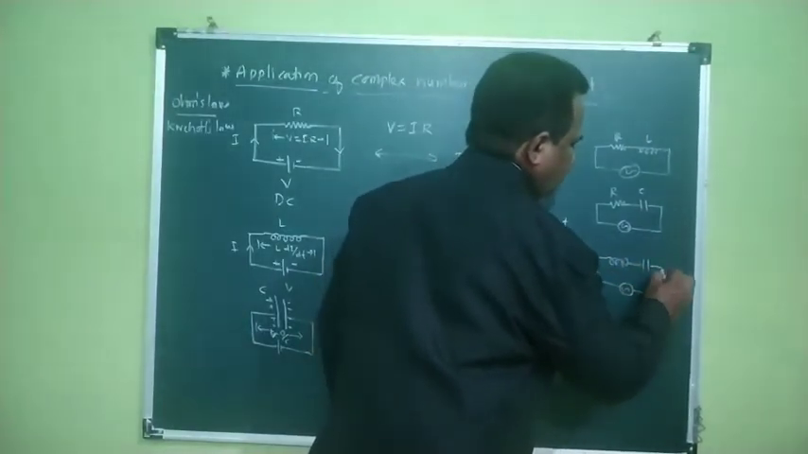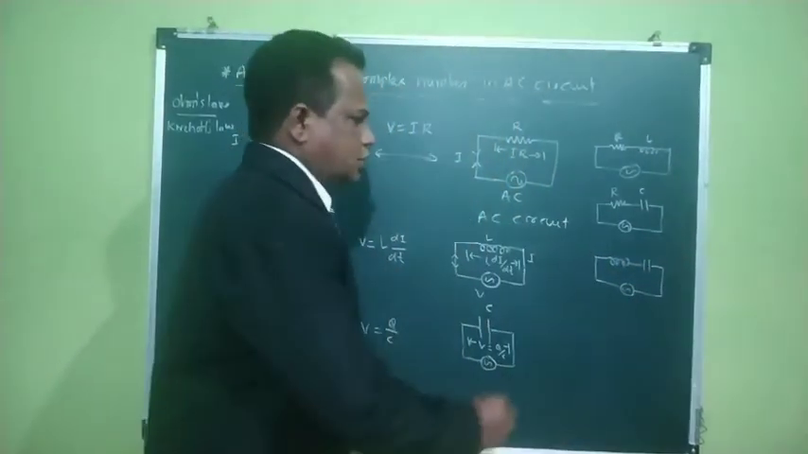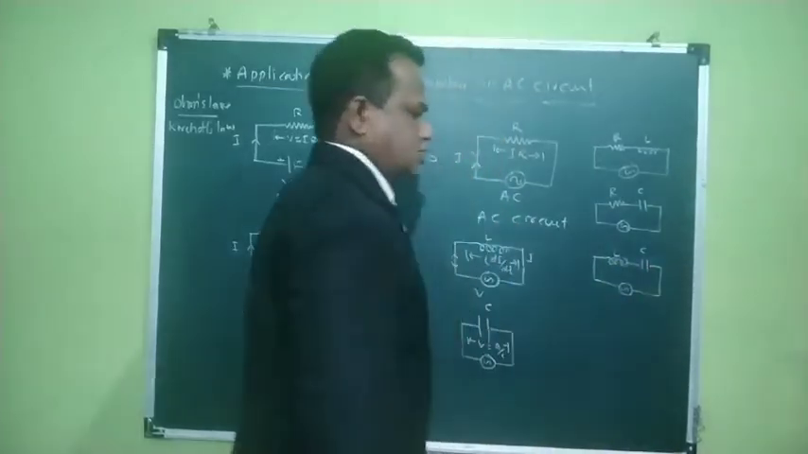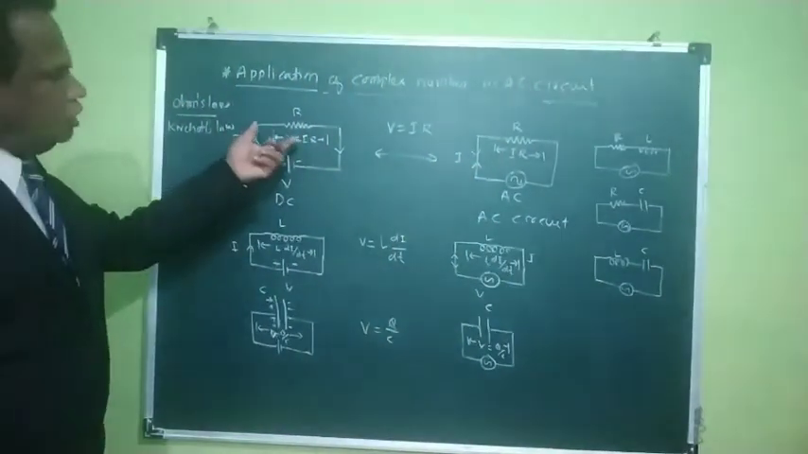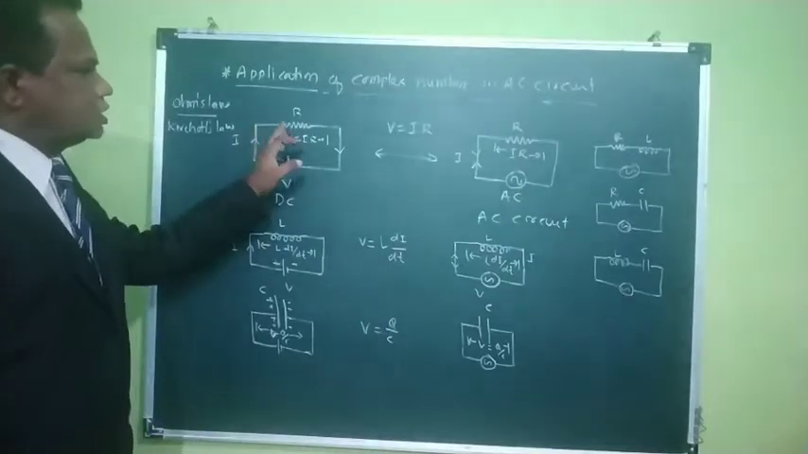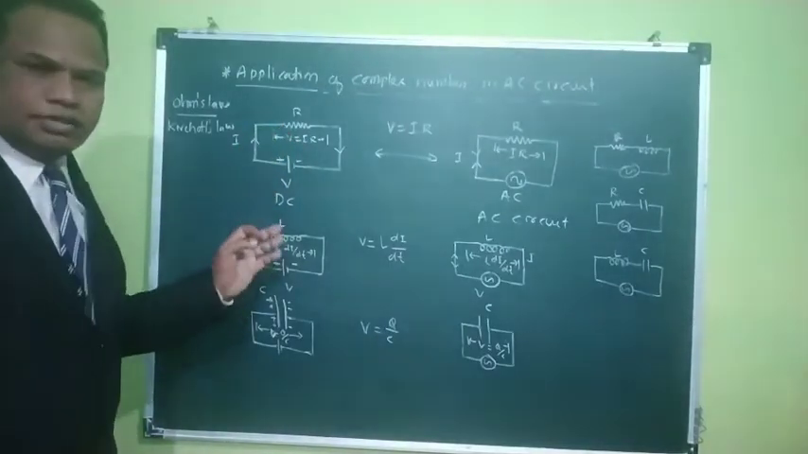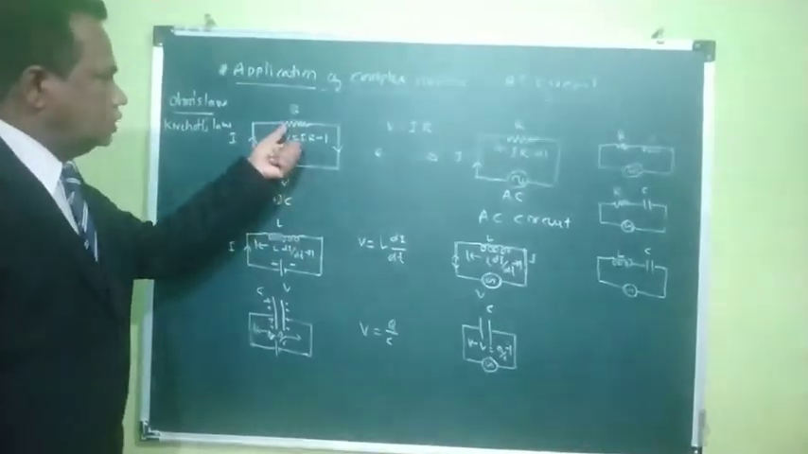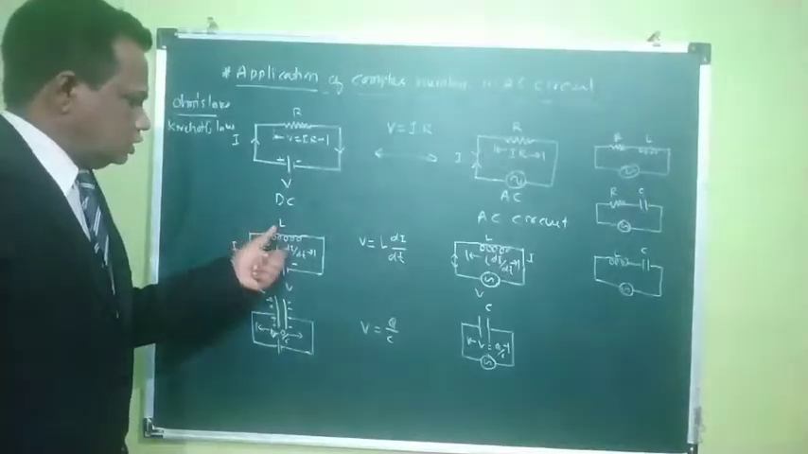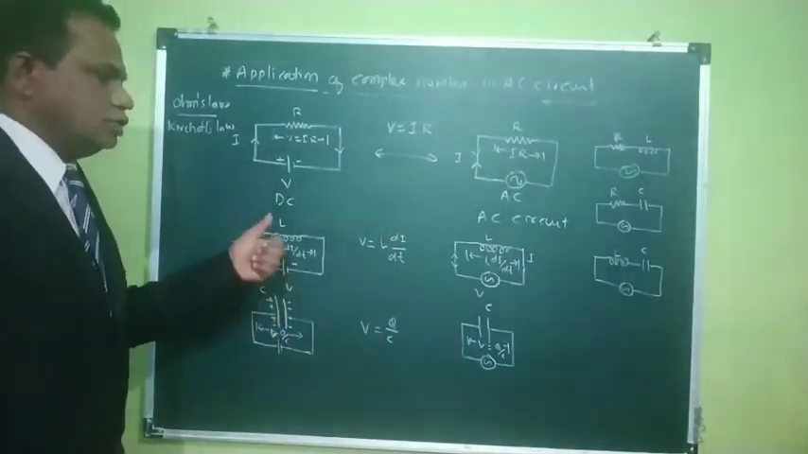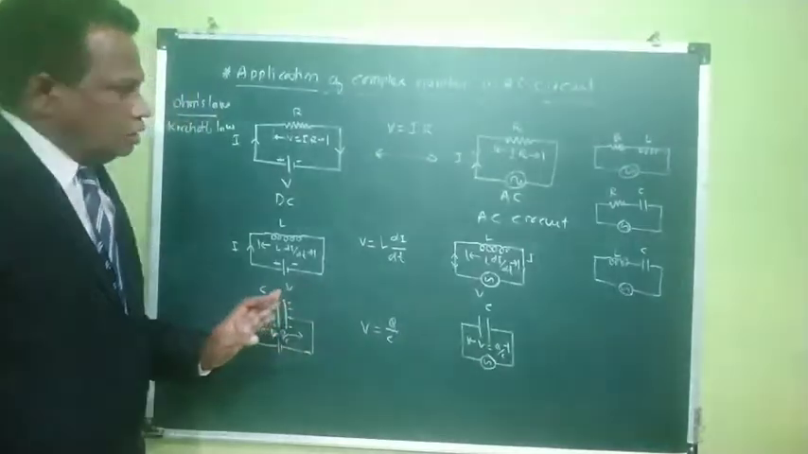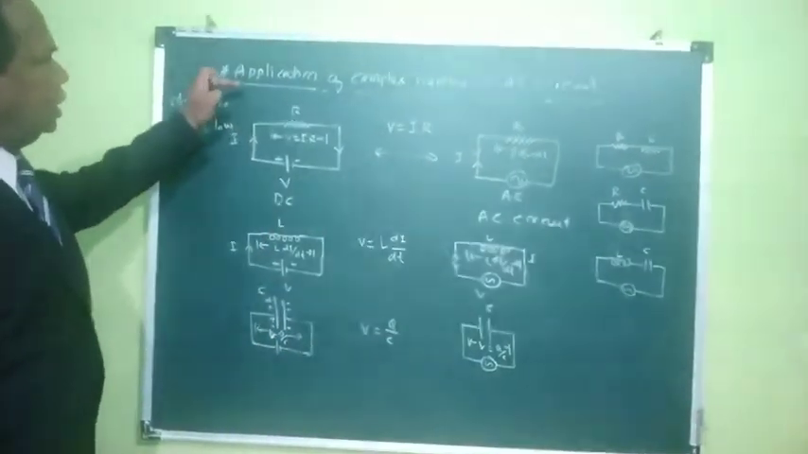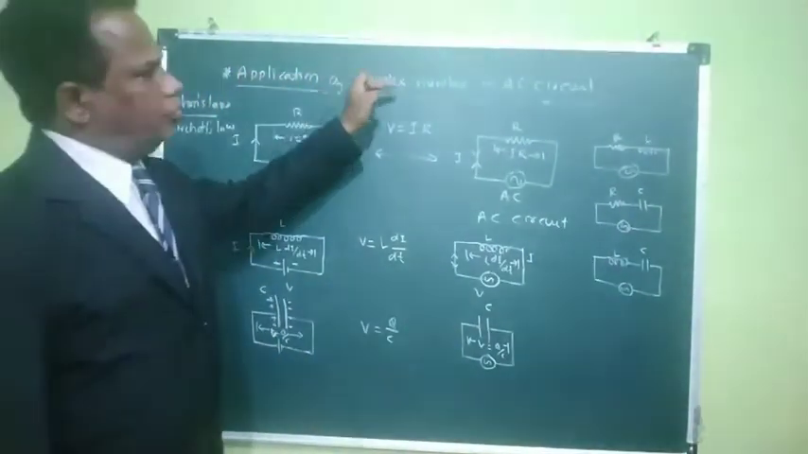So the AC circuit is applied. This is L and this is the capacitor C. So we can change one resistance into resistance and inductance, or resistance into capacitor, inductance into capacitor, or capacitance into inductance, whatever it may be. The combinations you can do. But what we are going to study is the application of complex numbers in AC circuits.